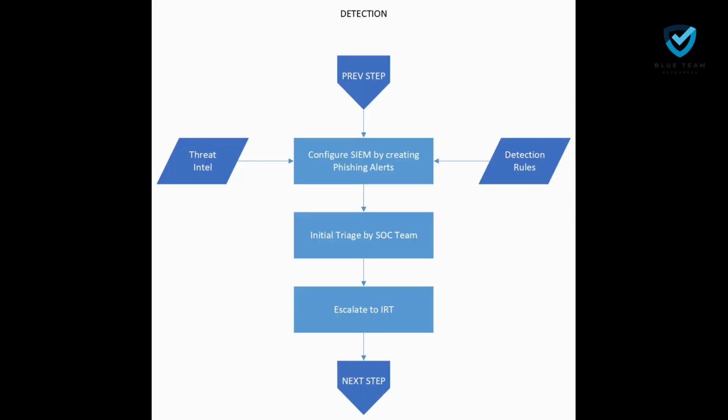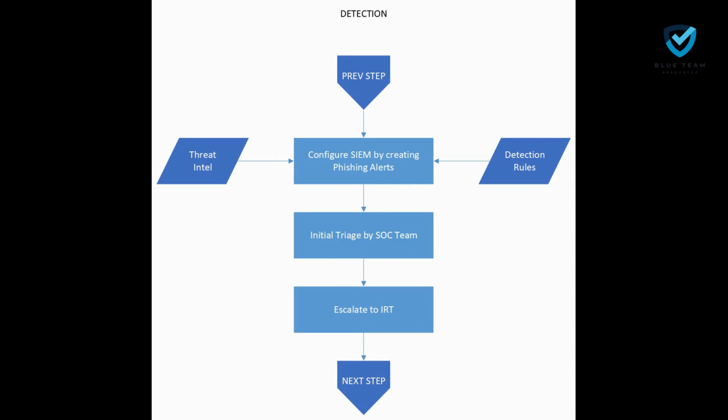Phase 2, detection. Detection is a crucial step in the phishing incident response process. It's where we actively look for any signs of phishing attempts. The first step in the detection phase is to configure our Security Information and Event Management System, or SIEM, by creating phishing alerts. These alerts will notify us of potential phishing activities.